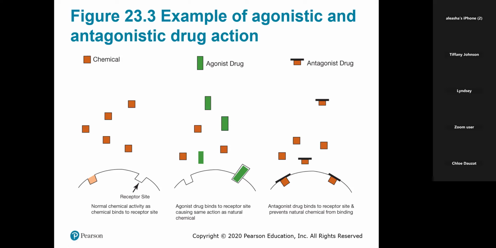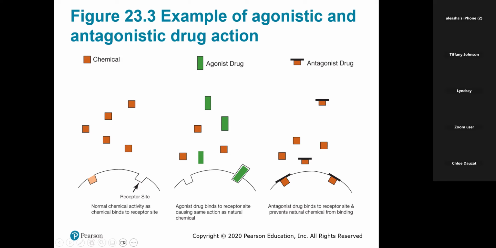Next, we're going to talk about agonist and antagonist drug actions. They're giving you an illustration here, figure 23.3. The little orange squares are representing a chemical, where the rectangular green structure is your agonist drug. An agonist drug is going to prompt an action, and your antagonist drug looks like the half square with maybe like a little upside down hat kind of thing going on. The antagonist drugs block actions.